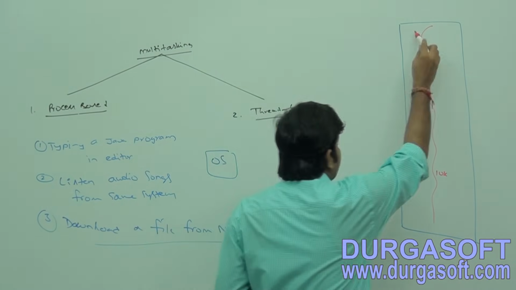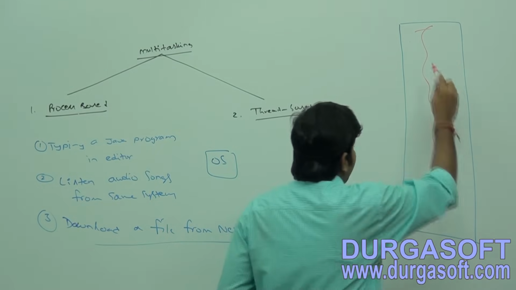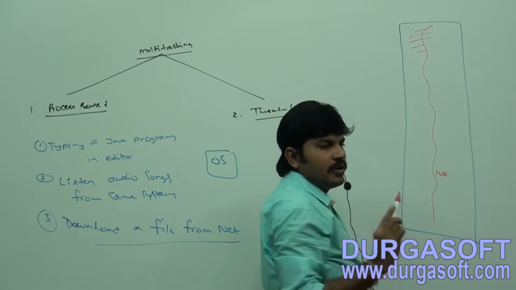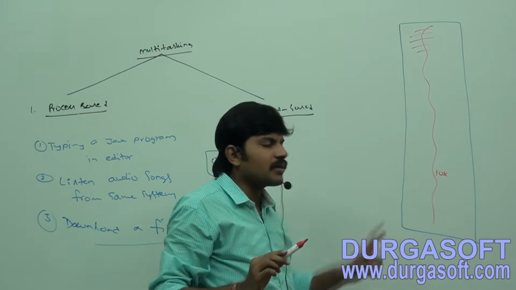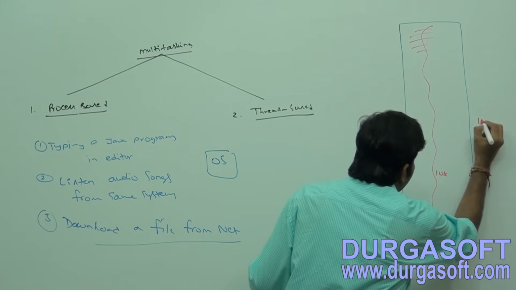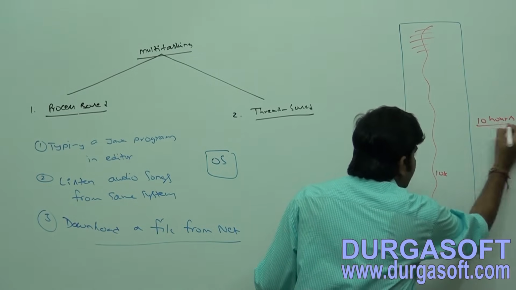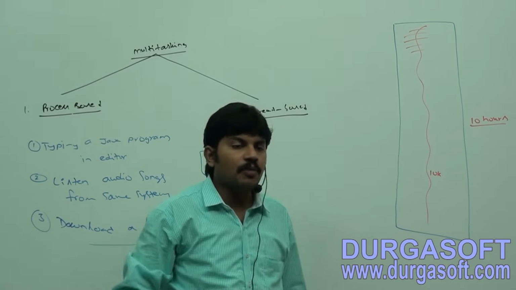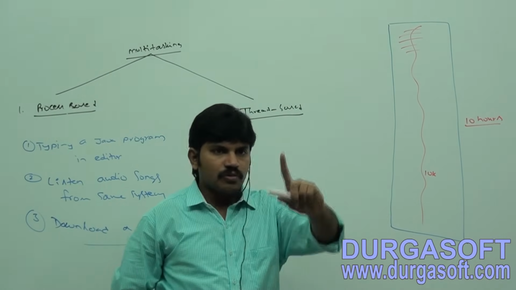First line executed, then second line, third line, fourth line, fifth line. Assume to complete 10,000 lines of the code, the total execution time required is 10 hours. So my program requires how much time to complete? 10 hours to complete.